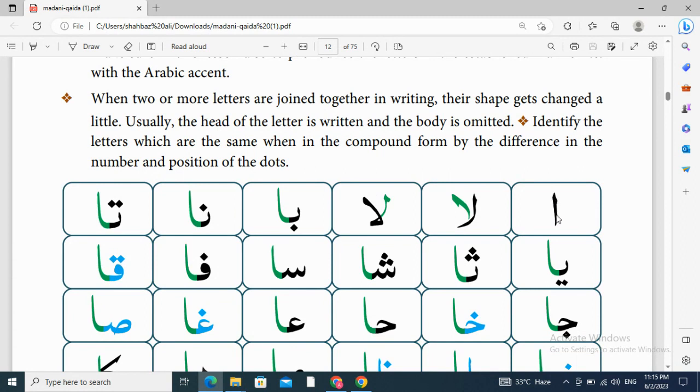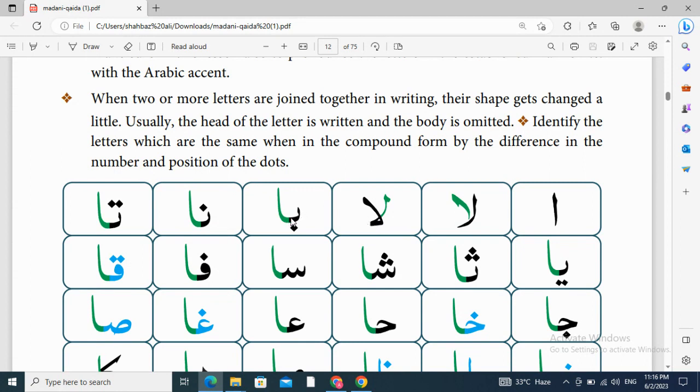Alif. You will read with me. Alif, lam alif, lam alif, lam alif, lam alif.